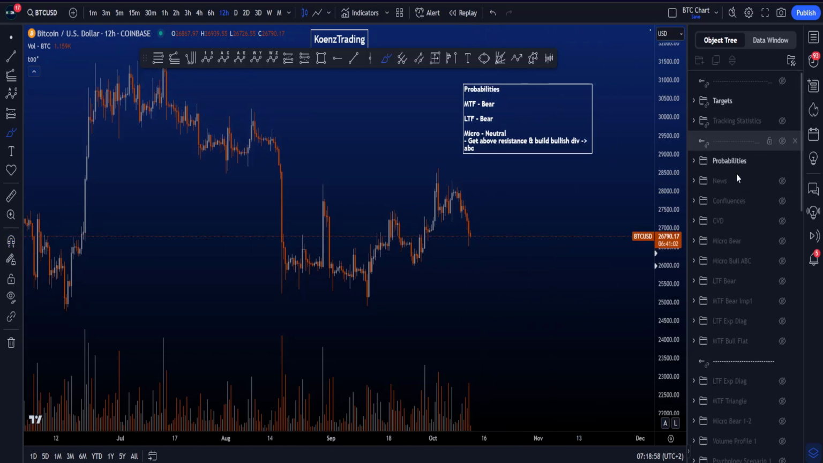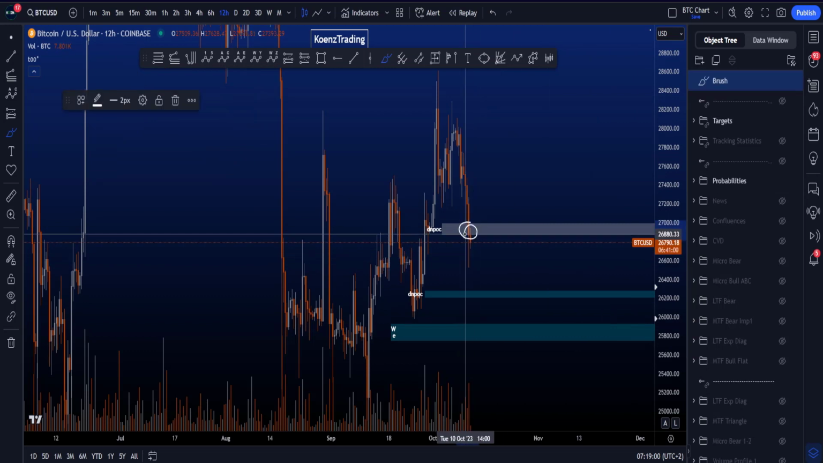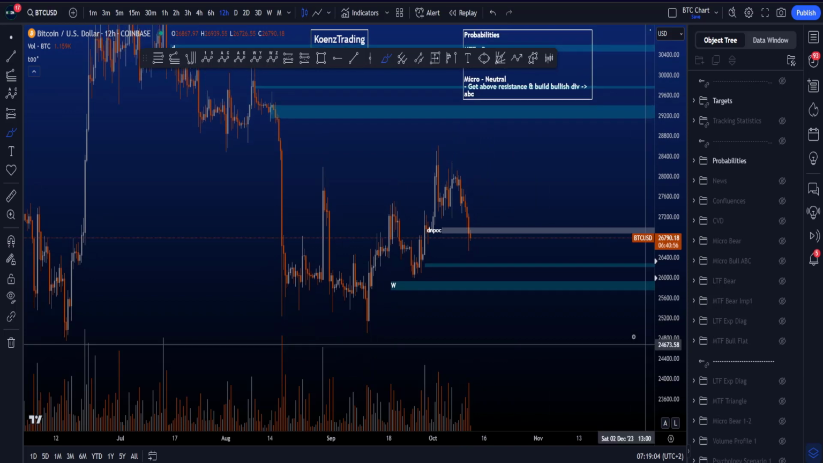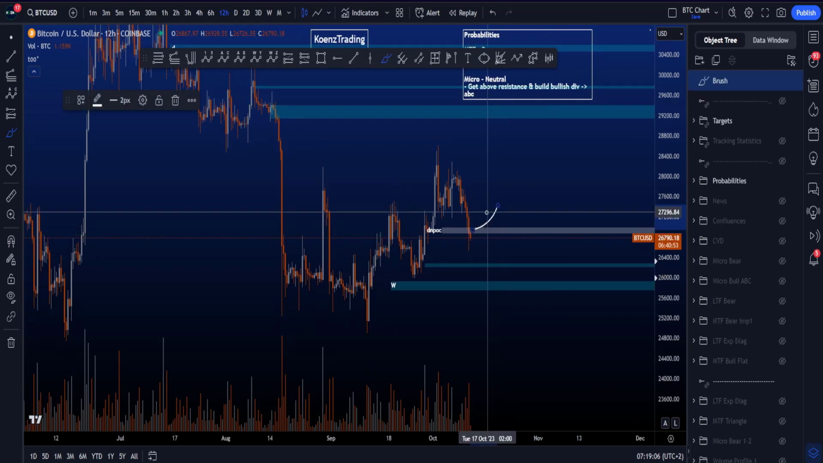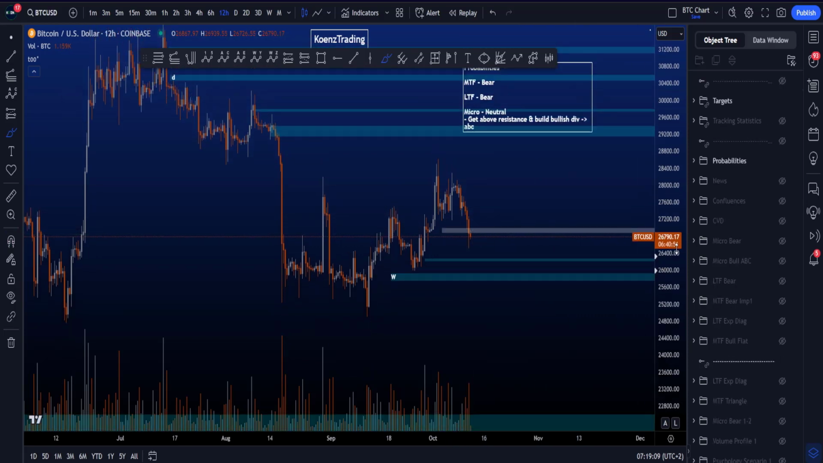But if it can flip the resistance where it is at the moment and it can flip it to support with maybe some bullish CVDs, that is the moment where I might be okay. We might be looking for a bit of a move towards the upside.